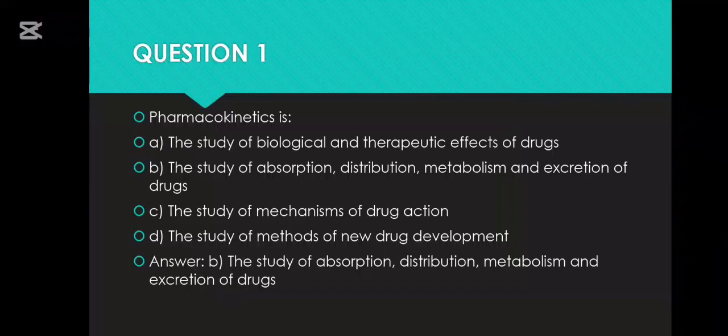So pharmacokinetics, we want anything concerning pharmacokinetics. This is what it means. So A, pharmacokinetics is the study of biological and therapeutic effects of a drug. This is wrong. The biological and therapeutic effect of a drug talks about pharmacodynamics. Then B, the study of absorption, distribution, metabolism, and excretion of drugs. This is basically what we've been talking about as pharmacokinetics.